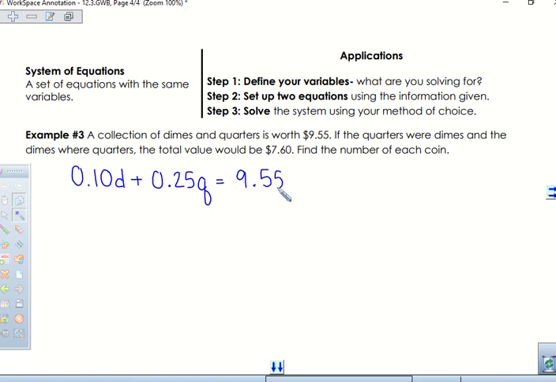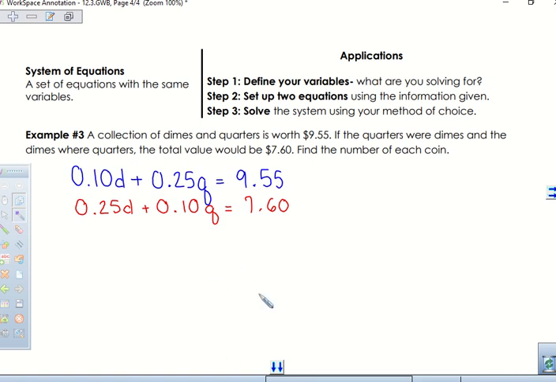955. Now here's where the tricky part comes in. If the quarters were dimes and the dimes were quarters, their total value would be 760. So what does that mean if they're swapped around? Oh, 10Q. Yeah, exactly. So now dimes are worth 25 cents and quarters are worth what? 10 cents. And if that is the case, then it's 760. Okay? So now our goal is to solve this system of equations.